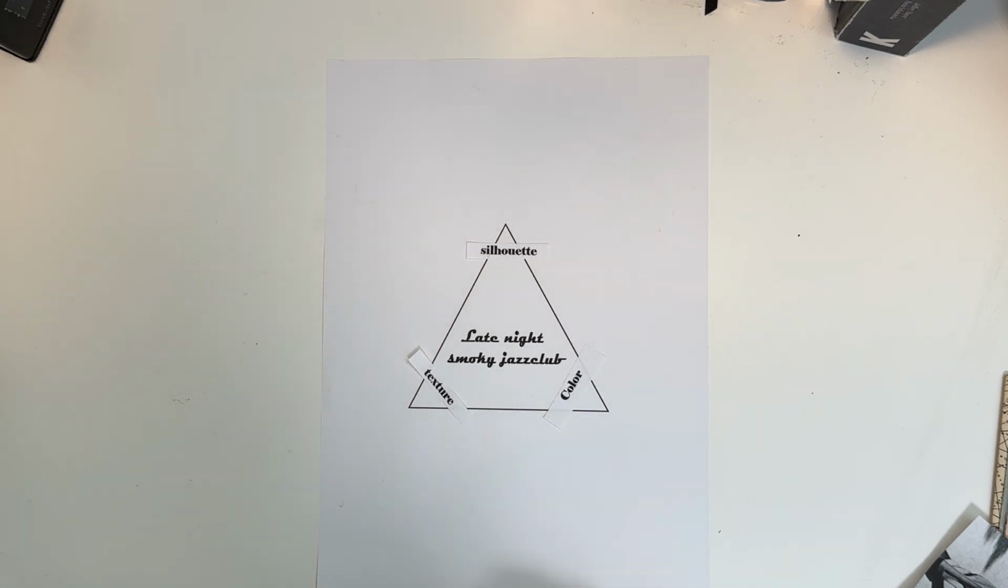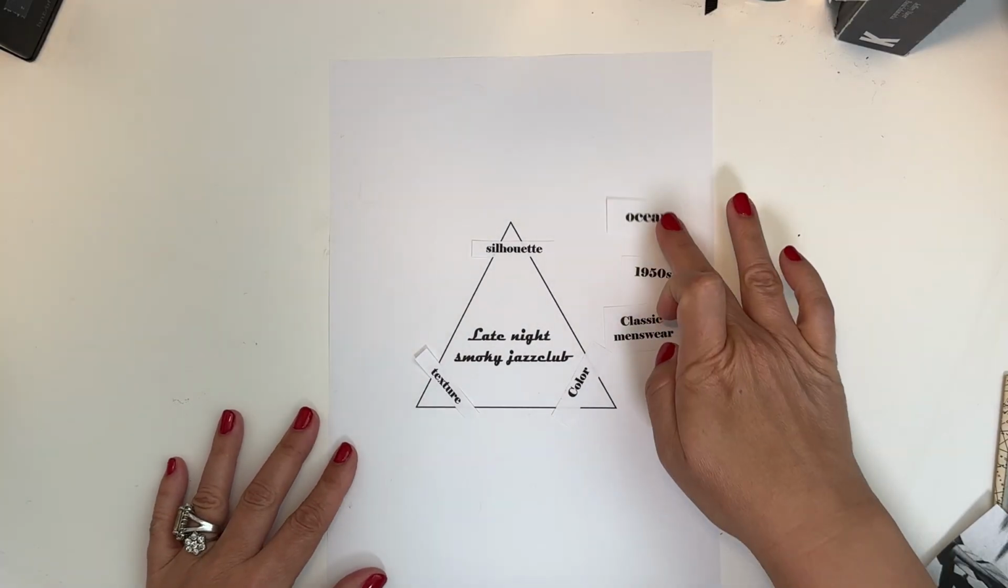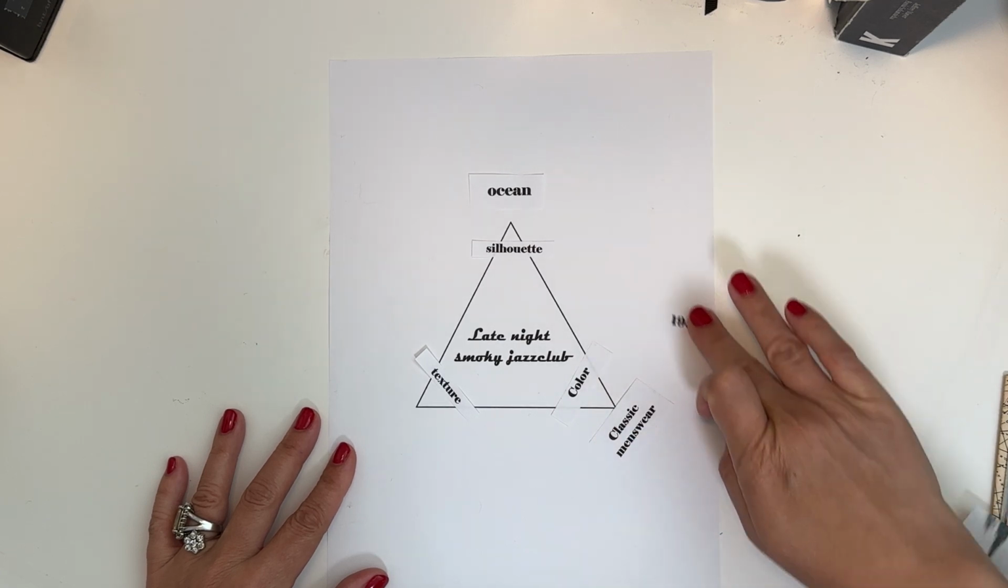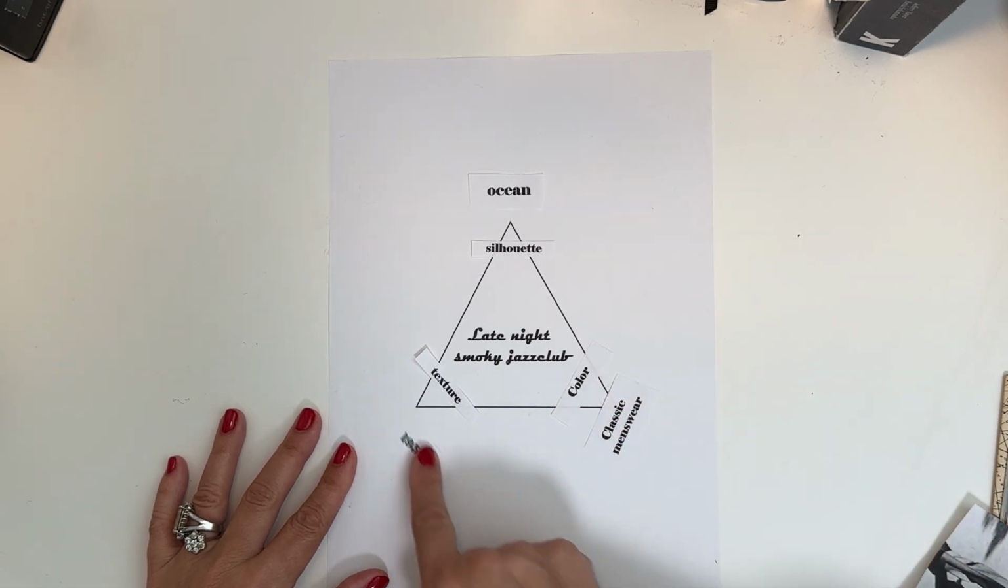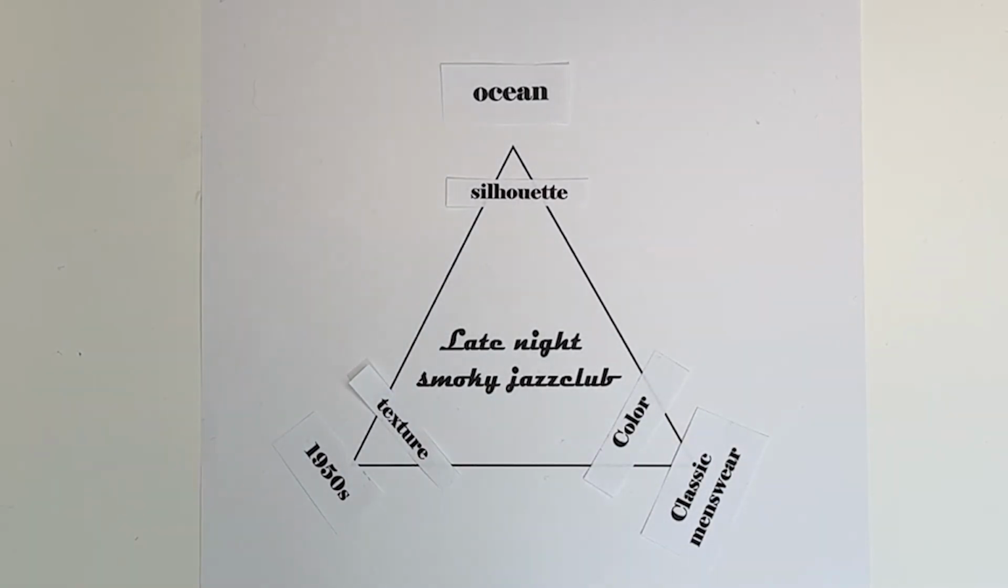So I made a brainstorm, I mapped out all my feelings, my thoughts, and what I got inspired from, and then I put it into categories. And the 3 categories that spoke the most to me were ocean, 1950s, and classic menswear. So now I'm adding these 3 themes like this. And this means that I need to make a design with the silhouette inspired by the ocean, color from classic menswear, and texture from the 1950s.